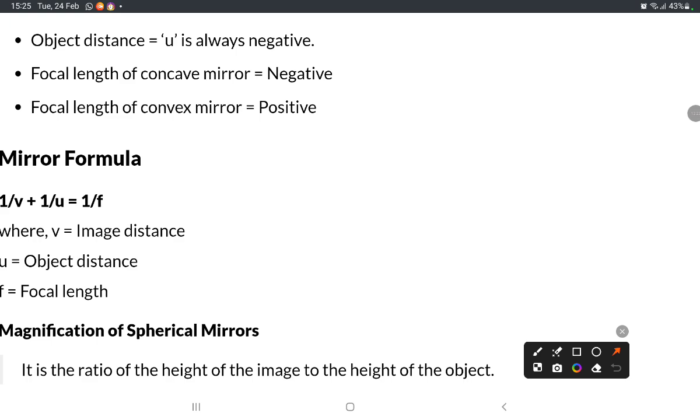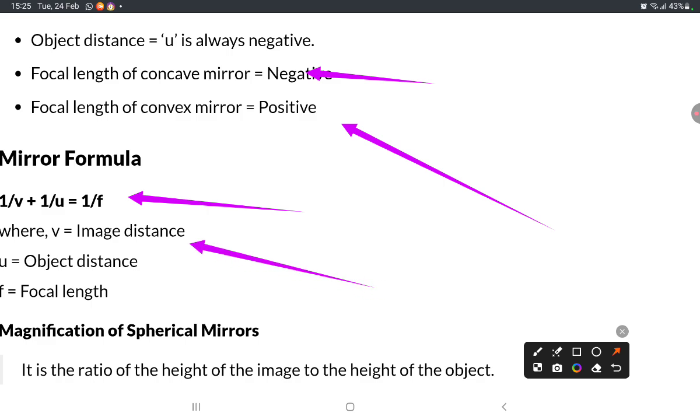Focal length of a concave mirror is negative. Focal length of a convex mirror is positive. Next, the mirror formula: 1 by v plus 1 by u equals 1 by f. Here v is the image distance, u is the object distance, and f is the focal length.